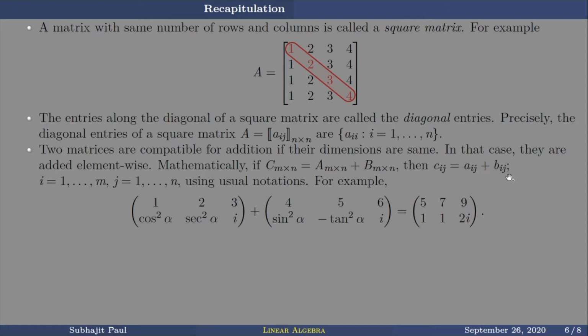Understand this carefully. You must be familiar with this: the matrix 1, 2, 3, cos square alpha, sec square alpha, i, plus the matrix 4, 5, 6, sin square alpha, minus tan square alpha, i. If we add them, we add entry-wise, element-wise. So 1 plus 4 is 5, 2 plus 5 is 7, 3 plus 6 is 9, cos square alpha plus sin square alpha is 1, sec square alpha minus tan square alpha is 1, i plus i is 2i.